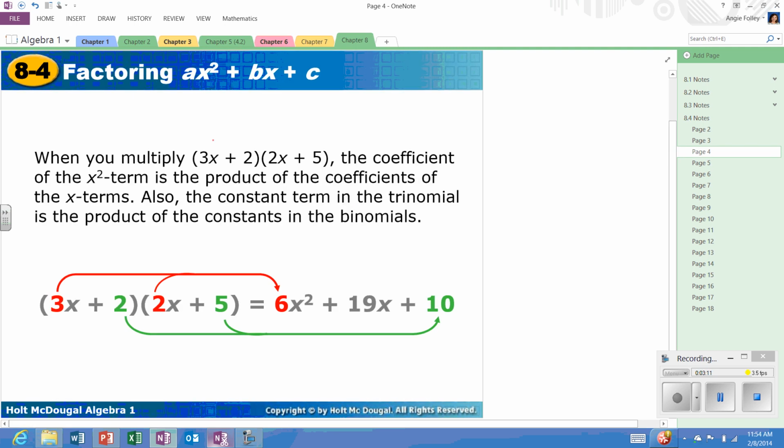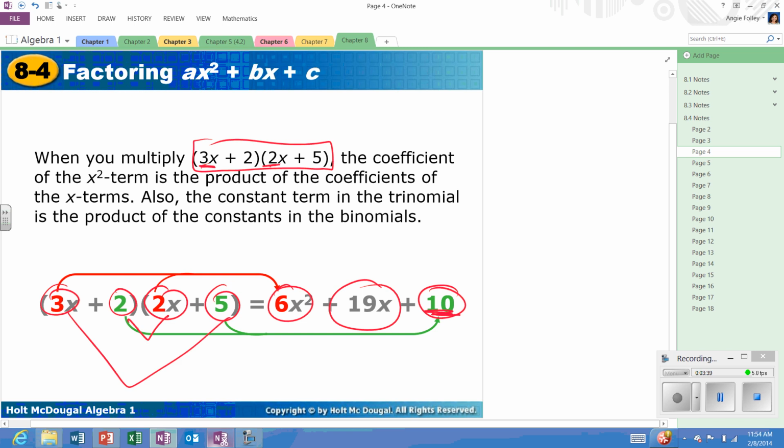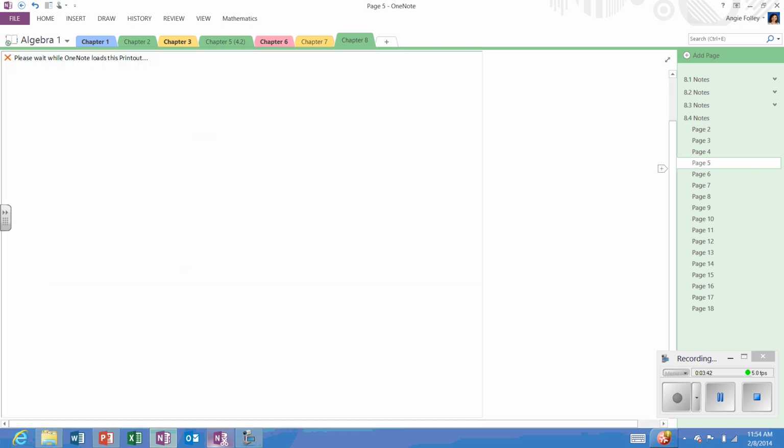So if we look at the two binomials, 3x plus 2 times 2x plus 5, you'll notice that the coefficient of the x squared term is the product of 3x and 2x. Also, the constant term in the trinomial, so this term, is the product of the constants in the binomials. So it's going to be these times these give me this number, and this times this gives me this first number. And the middle number comes from combining my O and my I, my inner and my outer.